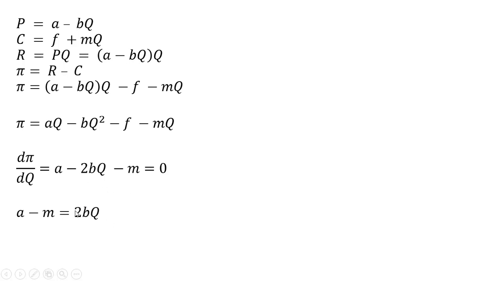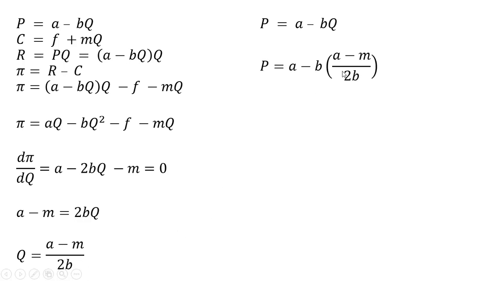So just moving some things around here, moving this minus 2BQ to the right-hand side, and then we will divide through by 2B, and this is the profit maximizing output. To get the profit maximizing price, take this Q here and plug it into the inverse demand. So here's our inverse demand for Q. We're going to plug in this expression here.